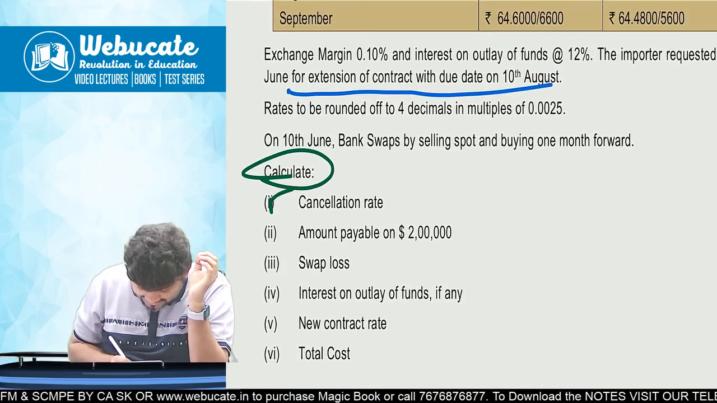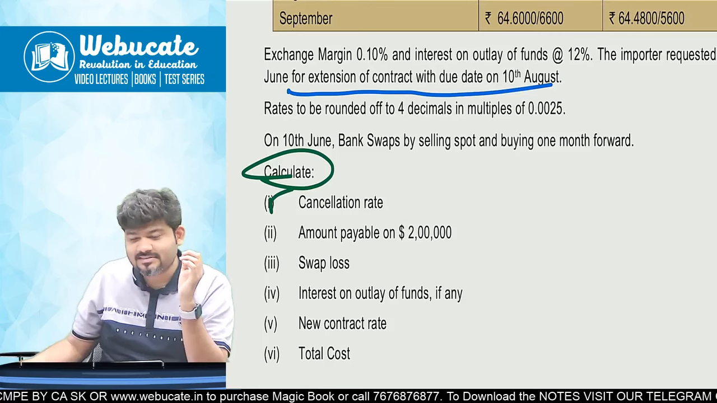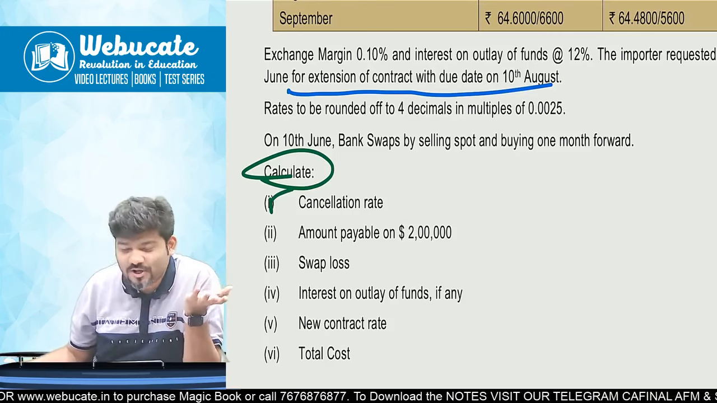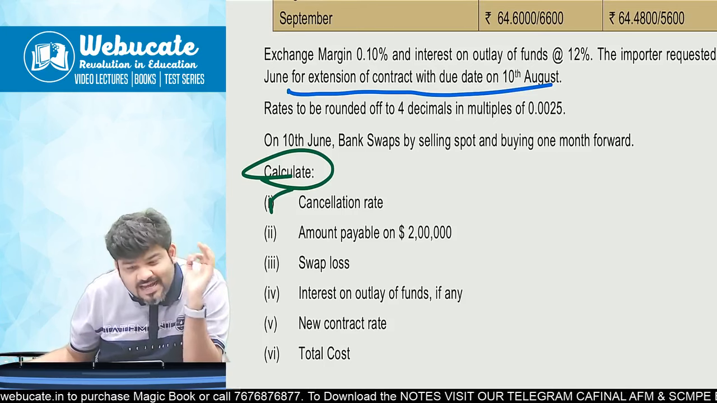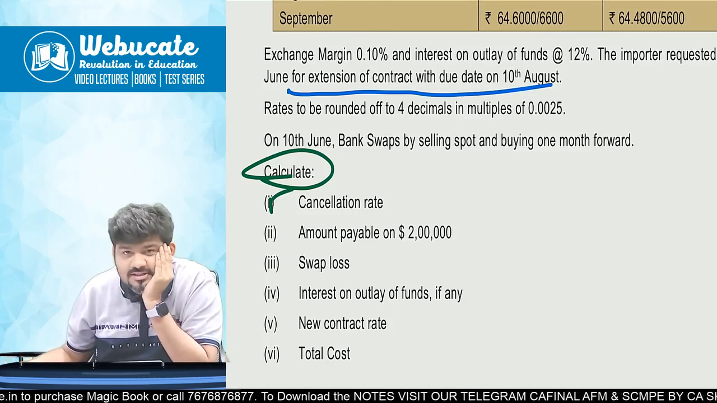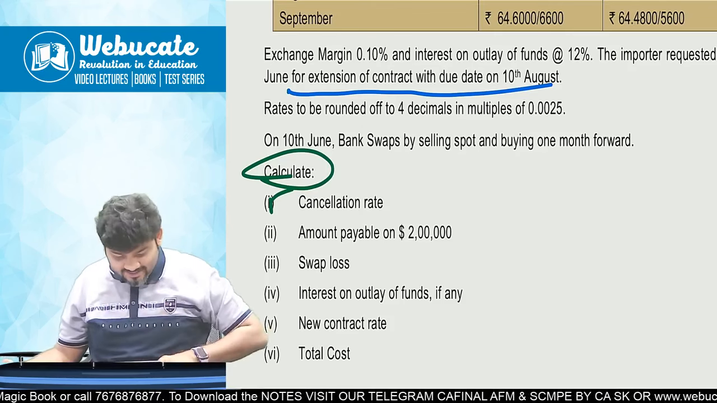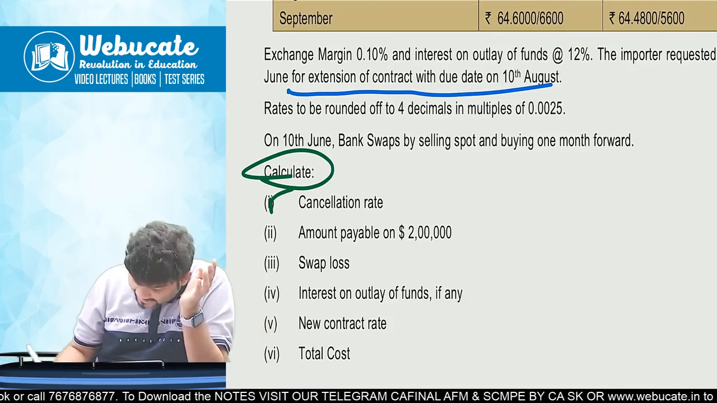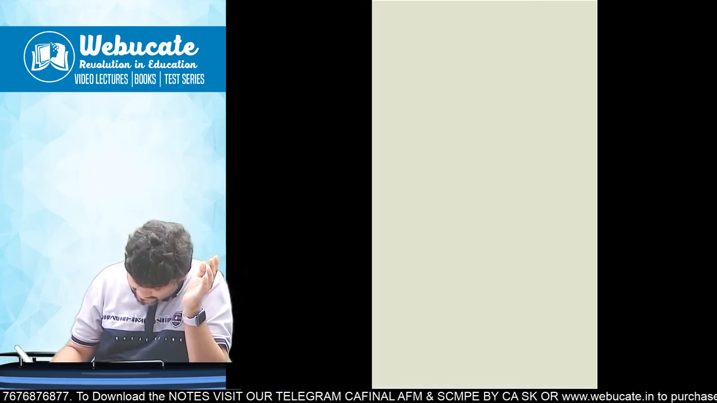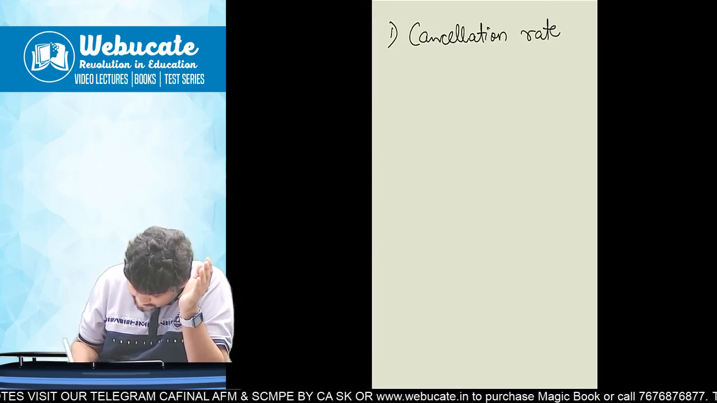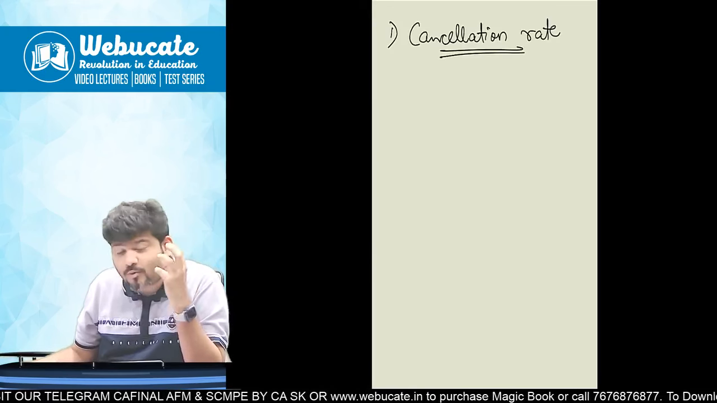What is that last stage? And that is the calculation of all the things that ICA has asked in the question. And the first is cancellation rate. Tell me, what is the cancellation rate?